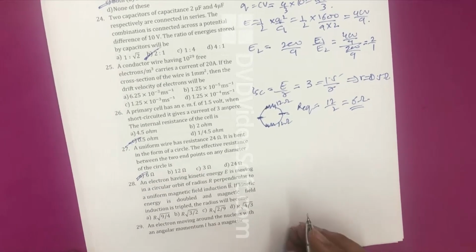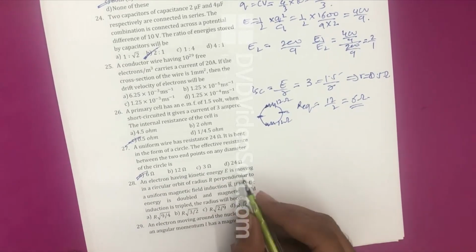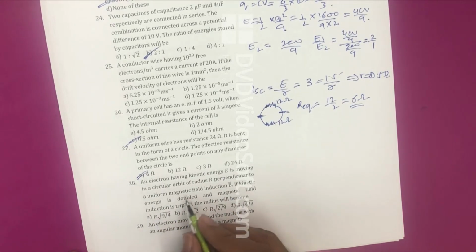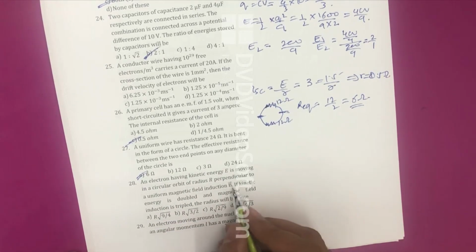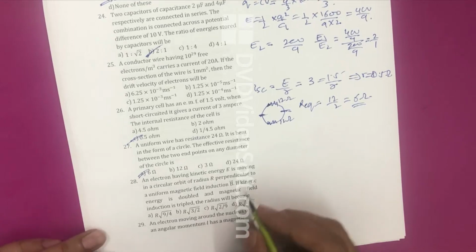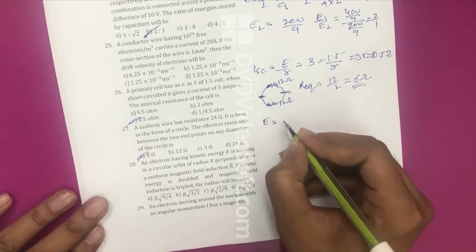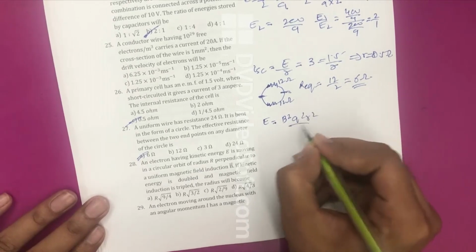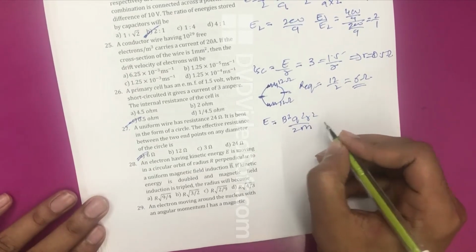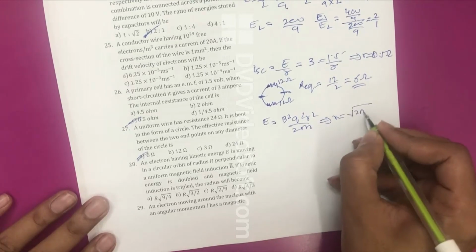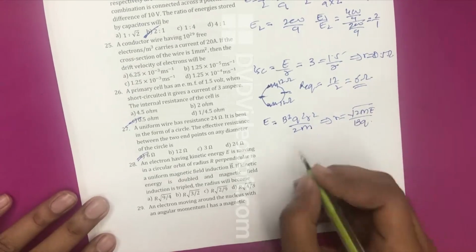Question 28. An electron having kinetic energy E is moving in a circular orbit of radius R, perpendicular to a uniform magnetic field induction B. If kinetic energy is double and magnetic field induction is triple, the radius will become. Now E would be equal to B square Q square R square divided by 2m, which basically would give me R equal to root of 2mE divided by BQ.